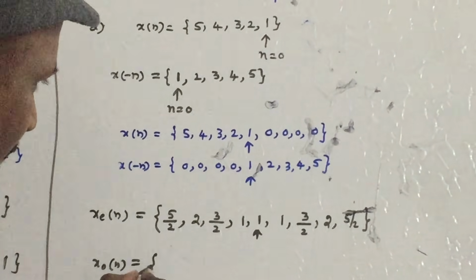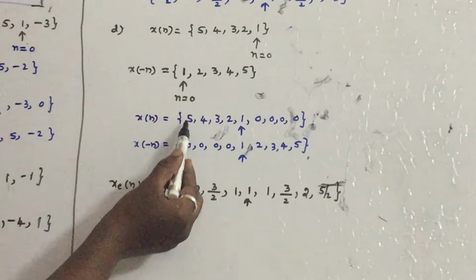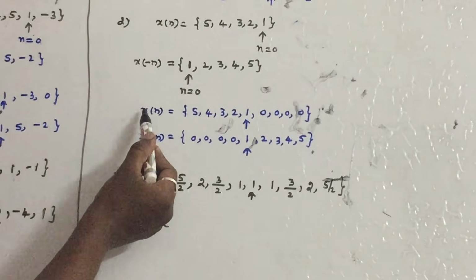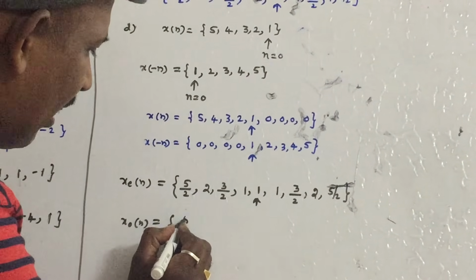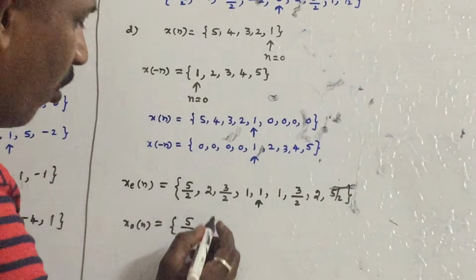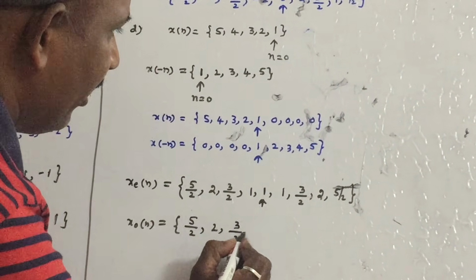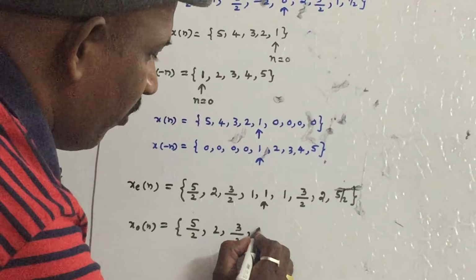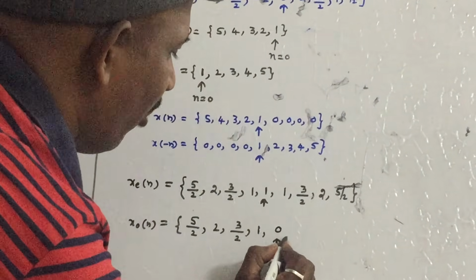Similarly, odd component of x of n, what is the formula? X of n minus x of minus n by 2. Let us make x of n minus x of minus n by 2. So 5 minus 0 by 2, it will become 5 by 2. 4 minus 0 by 2, it will become 2. 3 minus 0 by 2, it will become 3 by 2. 2 minus 0 by 2, it will become 1. 1 minus 1 by 2, it will become 0.